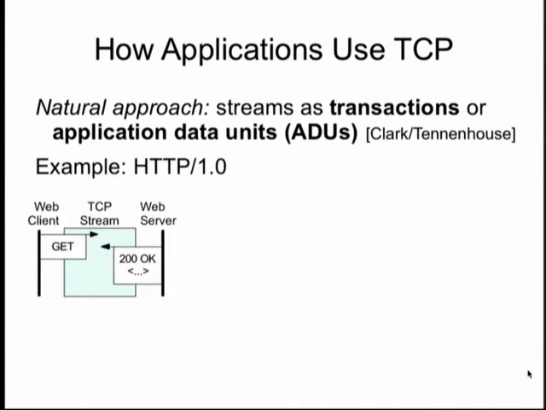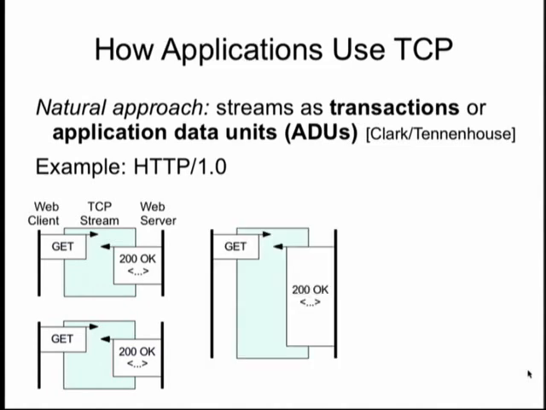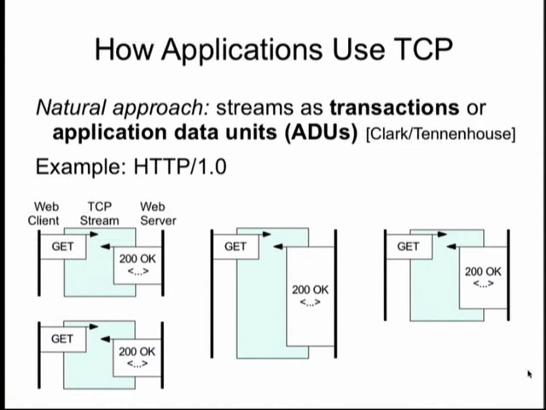To give an example of what this means, take HTTP 1.0, the first version of HTTP, where web clients used one TCP stream per transaction. When it wanted to make a request, it would open a TCP stream, send a request, receive the response on the same stream, and close the stream. If it wants to make multiple transactions to get the images on the page, it opens additional streams, either sequentially or in parallel, depending on what the application is trying to do.